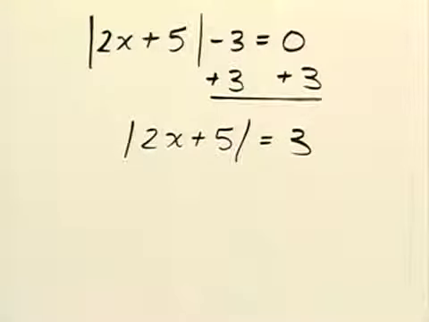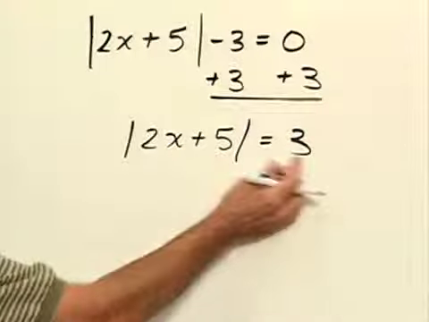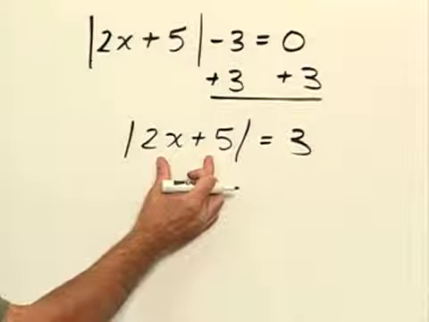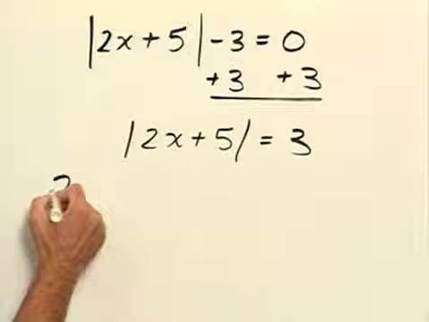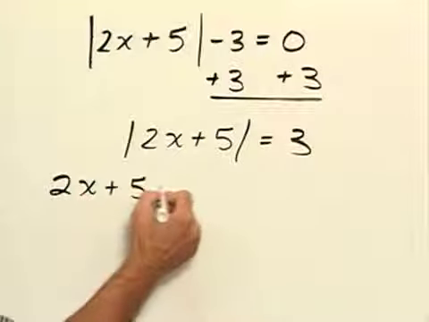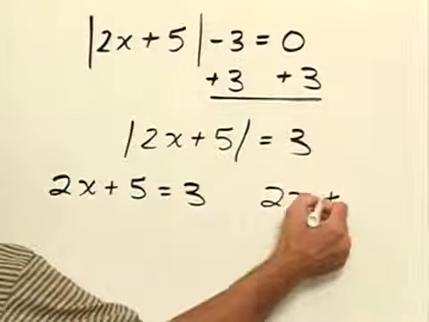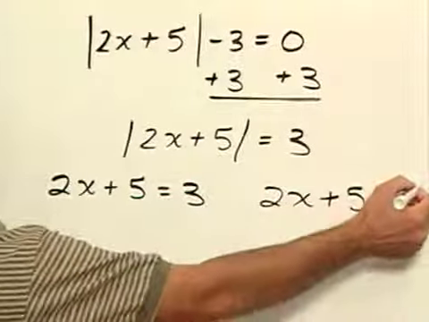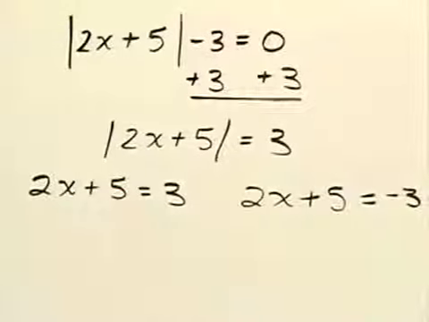Now once we have it to this point, we need to make 2 separate equations, because remember, in order for this absolute value to equal 3, this inside stuff could be a 3 or a negative 3. So we set up 2 equations like 2x plus 5 is equal to 3, and we also set up 2x plus 5 could equal negative 3. Now all we do is solve these 2 equations, and that's our solution.